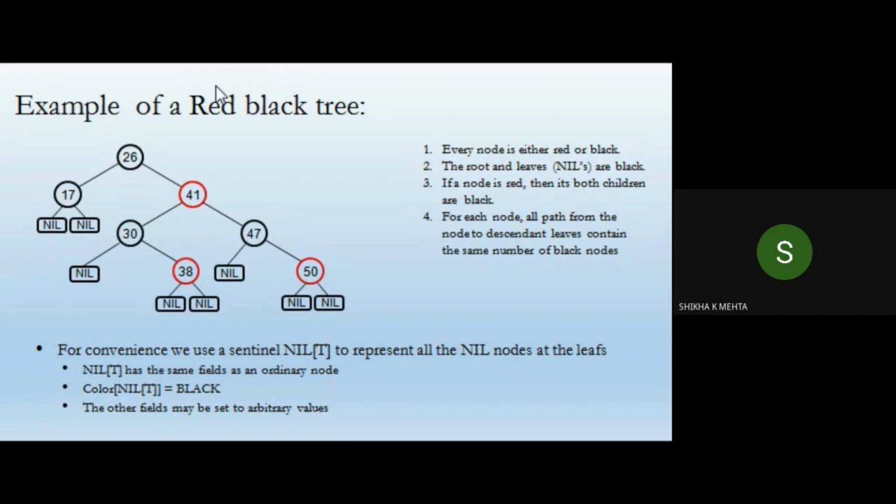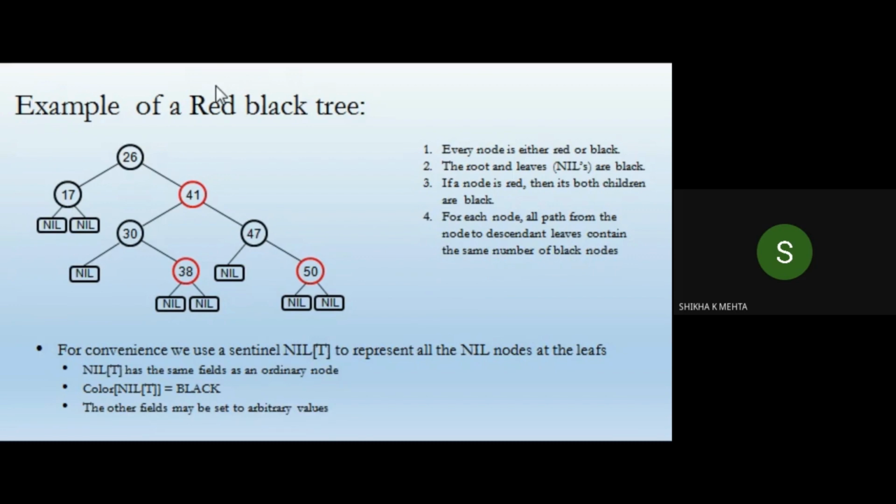The first property written is, every node is either red or black. That is fine. All nodes are either red or black, and there are no other colors. The second property is that the root and leaves are black. Here you can see that for all the leaf nodes that we were considering, they are the last nodes, and for every such node we have created sentinel nodes, written as nil, and these are also given colors, and the color of these nil nodes is black.